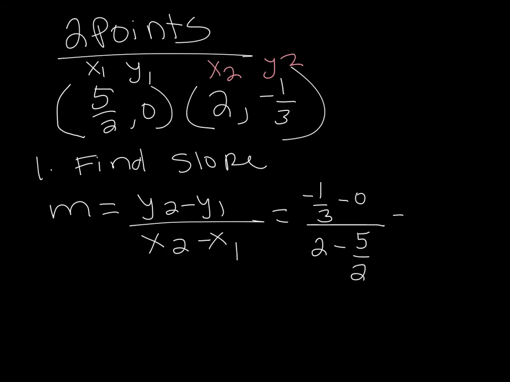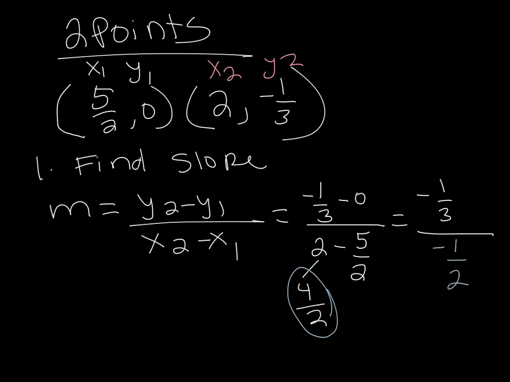And now I need to simplify. So now I have minus 1/3 minus 0, which is just minus 1/3. On the bottom, I have 2 minus 5/2. Now I can, if I want, go ahead here and make a common denominator. So if you think about it, 2 is the same as 4/2. 4 divided by 2 is 2. 4/2 minus 5/2 is minus 1/2.